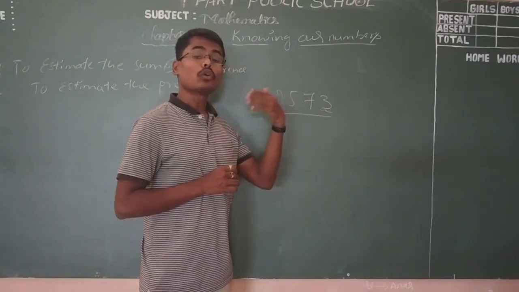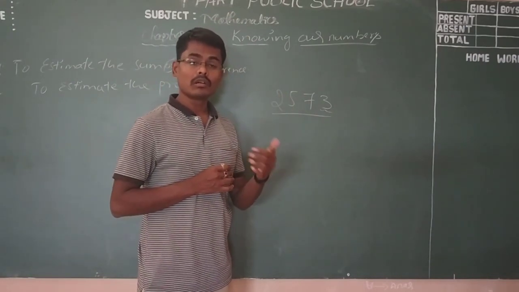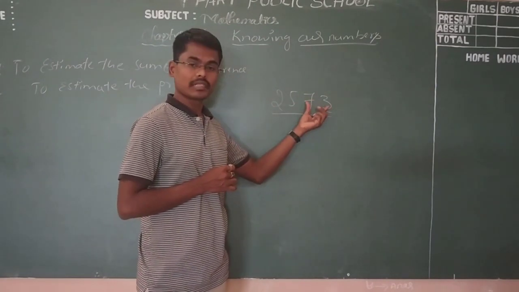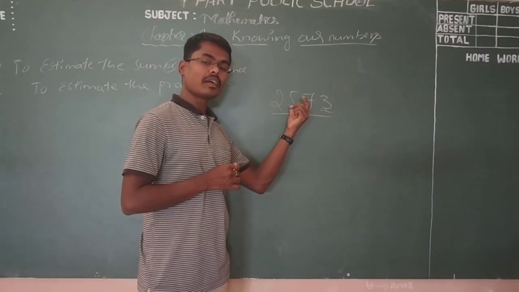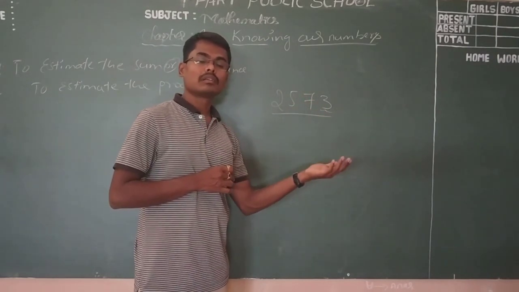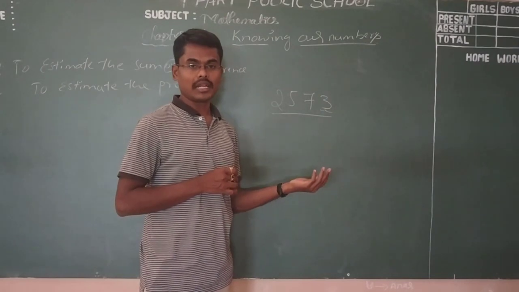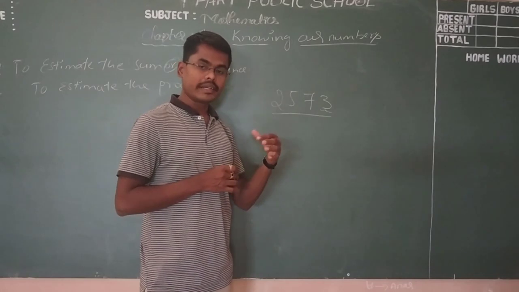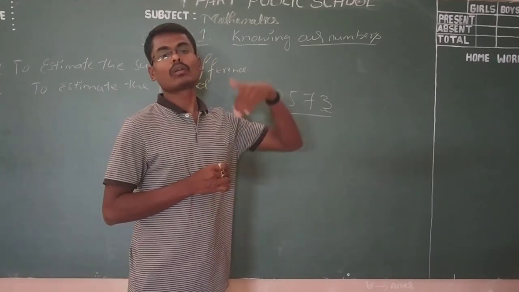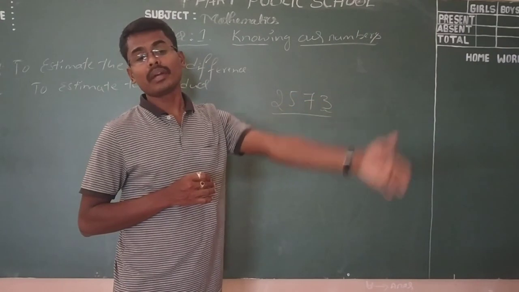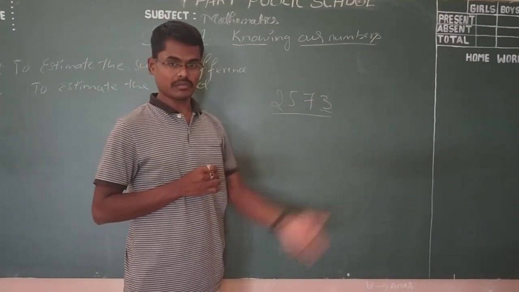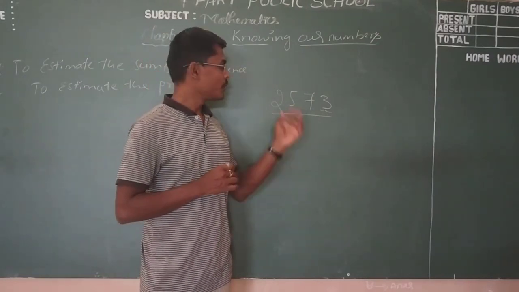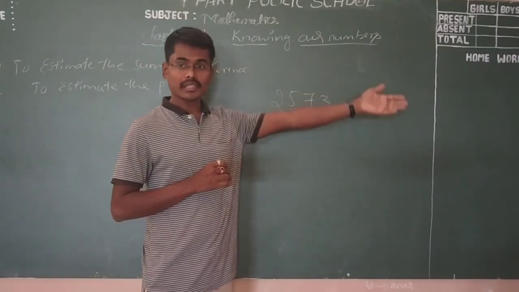Then for thousands, how are you going to round off the thousands for the same number, 2573? Here 5 is there. 5, we know, is equidistant from the right hand side and the left hand side. And if it is 5, always it is a common thing, we are going to round off to the next greatest number. Even though that is equidistant, we are going to round off to the greatest number.